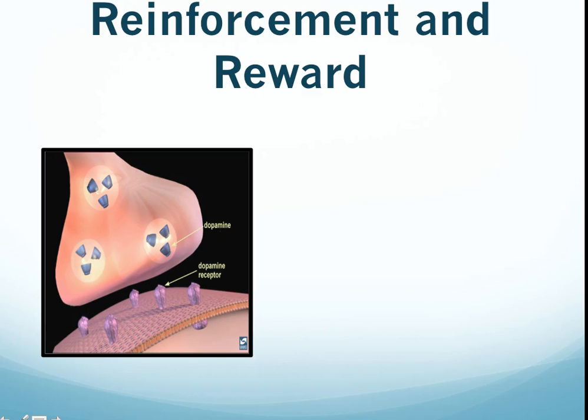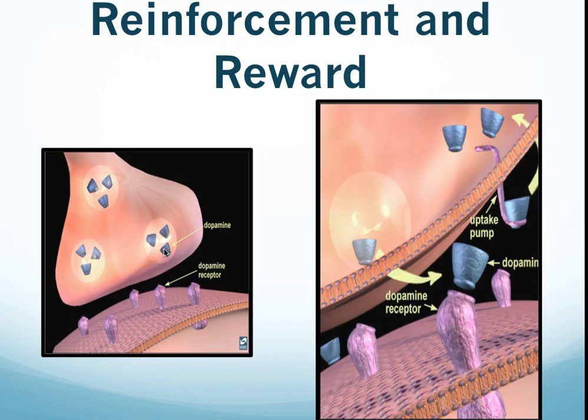So here you can see on the left side, we have a presynaptic neuron. So we talked a little bit about this last time. And we have a postsynaptic neuron. And on the postsynaptic neuron, we have dopamine receptors. And in the presynaptic neuron, we have vesicles filled with dopamine.